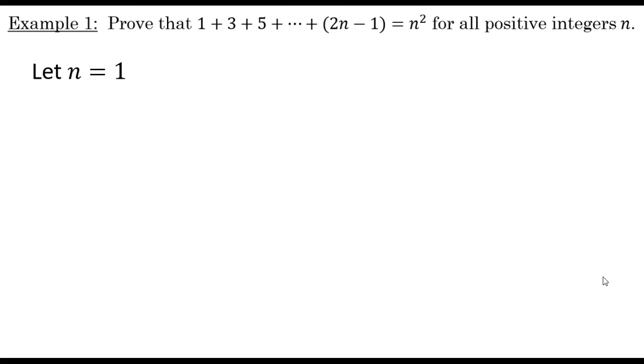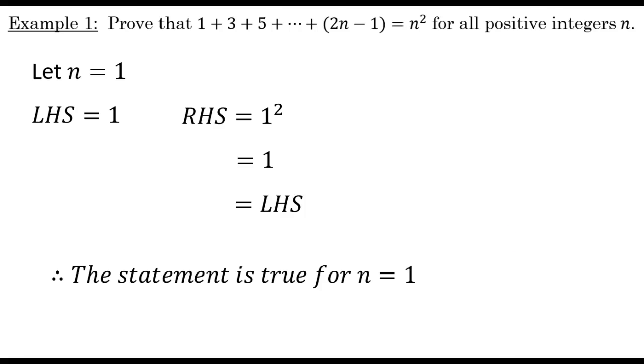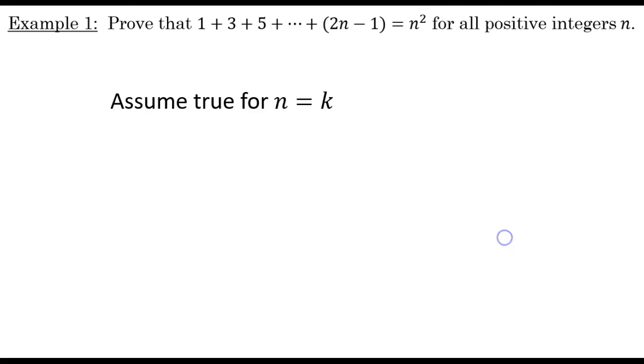So we'll start with n equals 1. That means the left-hand side will just be that first term, 1, and the right-hand side, n squared, is 1 squared, which is 1, and obviously the right-hand side equals the left-hand side. So that's true for n equals 1. Good start.